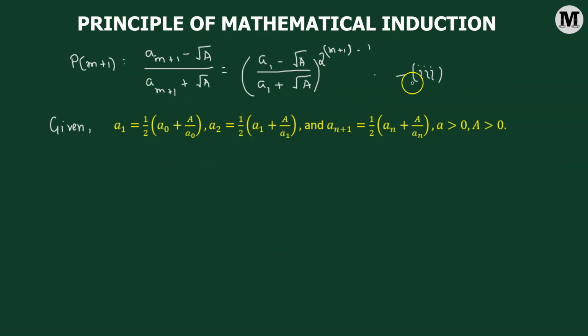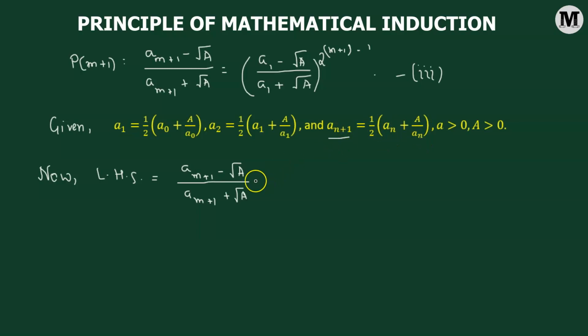So in order to prove statement number 3, we'll start from the left hand side of the expression. Here we have the left hand side, which is given by a with index m plus 1 minus square root of a, divided by a m plus 1 added to square root of a. Now we are being provided with a of n plus 1, which is half multiplied to a n plus a over a n.